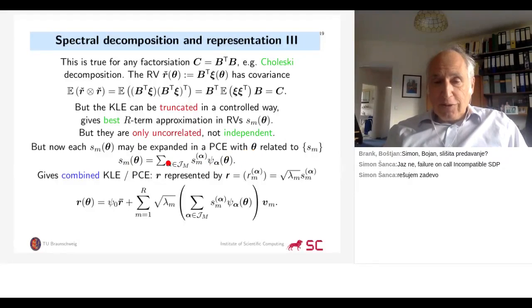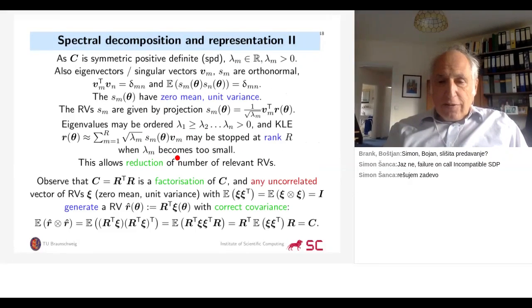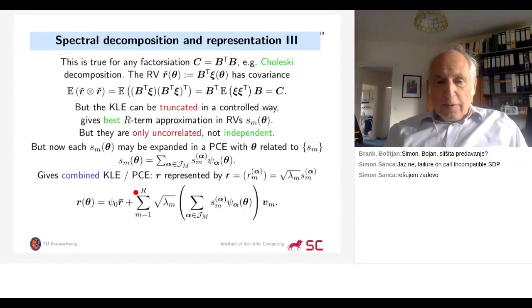The second, because it belongs to the highest eigenvalue. Okay, good. So what I can do is expand these S_m of thetas into a polynomial case and insert this into the KLE expansion, which we have here. So this is the mean, times a constant, which is 1. So formally it looks like this.